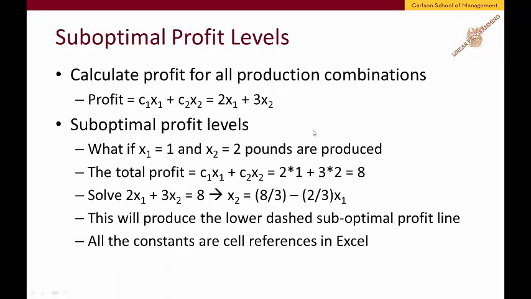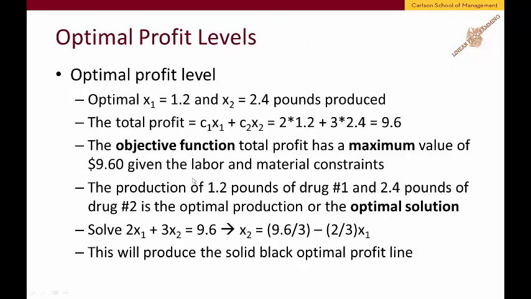So that's the key piece here that is discussed on this slide. And that's why the production of 1.2 pounds for drug 1 and 2.4 for drug 2 is the optimal production, or the optimal solution. Okay, so this is a good place to pause.